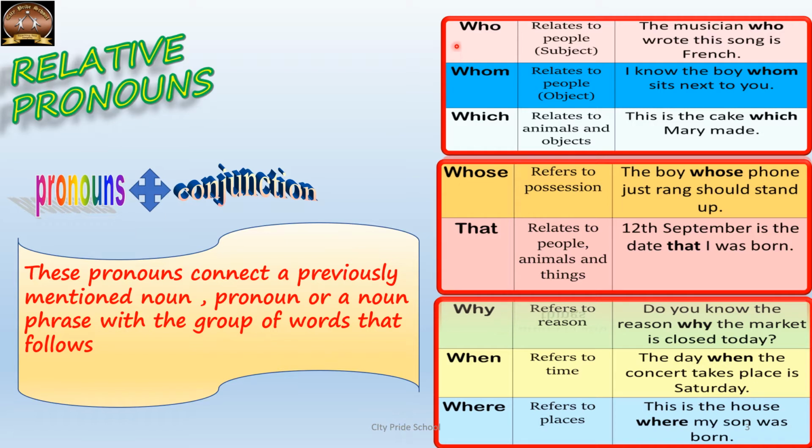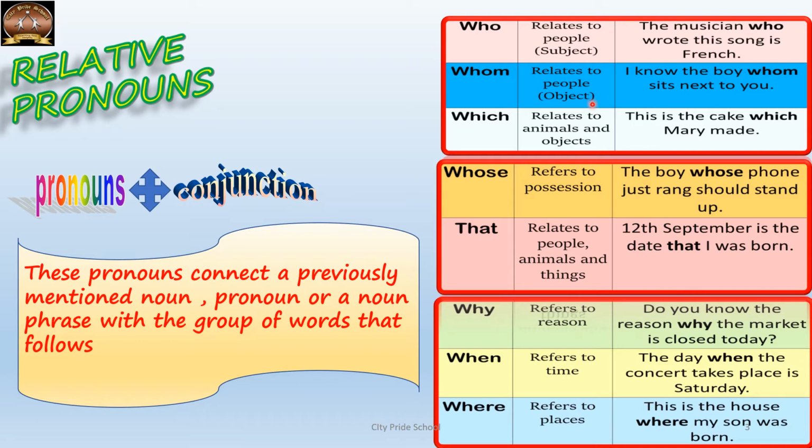Now these are the relative pronouns: who, whom, which, whose, that, why, when, where. Now I have included the examples also so that it's easy for all of you to understand. Now who relates to people when people are the subject. The musician who wrote this song is French. Now musician is people, right?